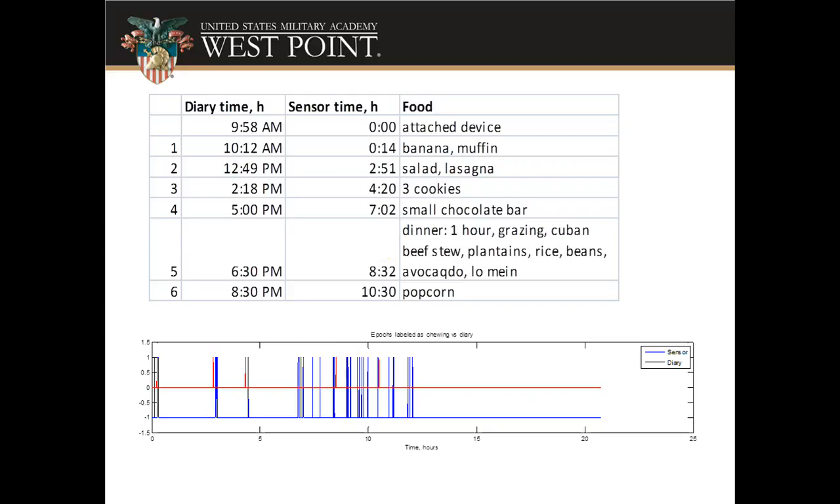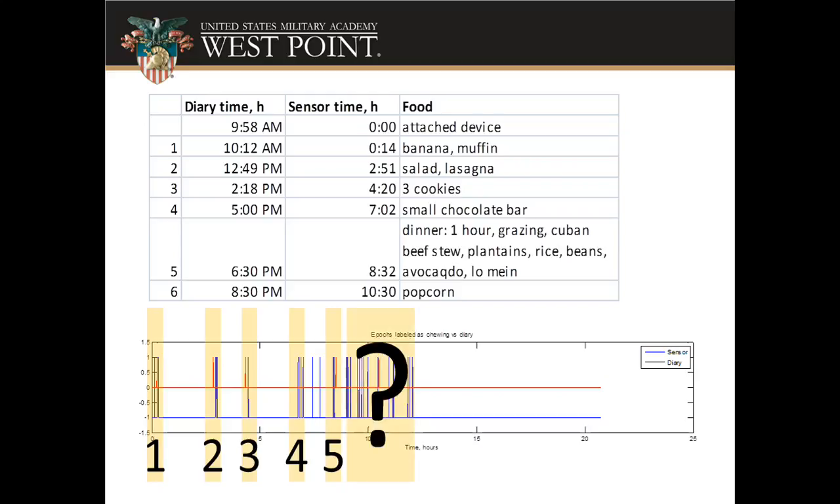This is data from the chewing and swallowing sensor. What you get here is the eating episodes line up and match the blue, which is the chewing and swallowing. So number 2 is matched, number 3 is matched, the timing is matched, number 4 is matched, number 5 is matched, but here you have nonstop chewing and swallowing after about 8:30.